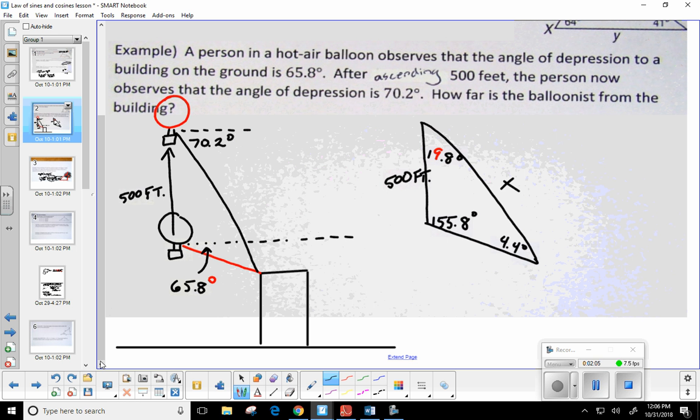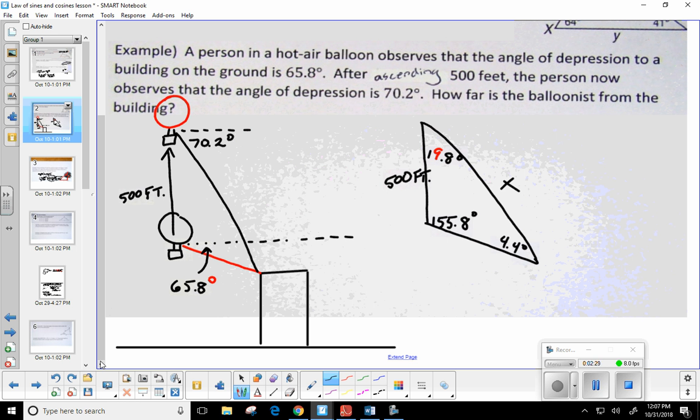Now, it says a person in a hot air balloon observes that the angle of depression to a building on the ground is 65.8 degrees. Now, on your paper, it says after descending, that just needs to be changed to ascending. So the balloon rose instead of going down. After ascending 500 feet, the person now observes that the angle of depression is 70.2 degrees. How far is the balloonist from the building?